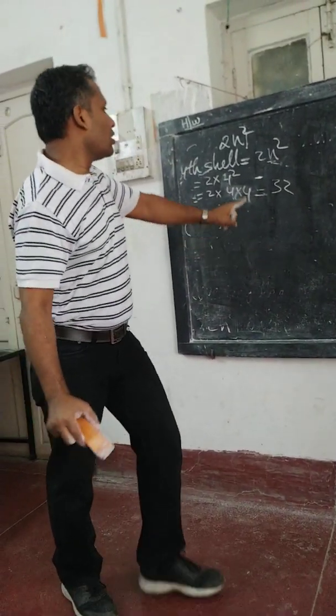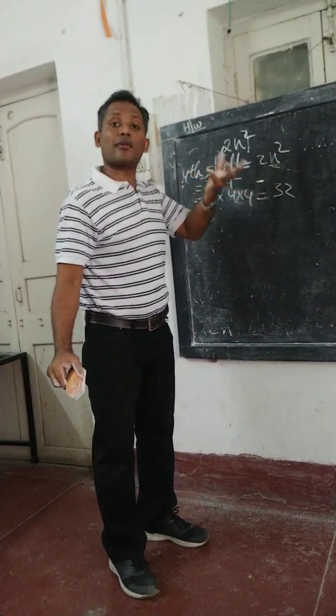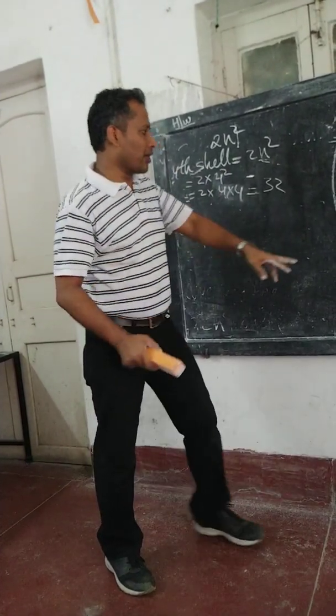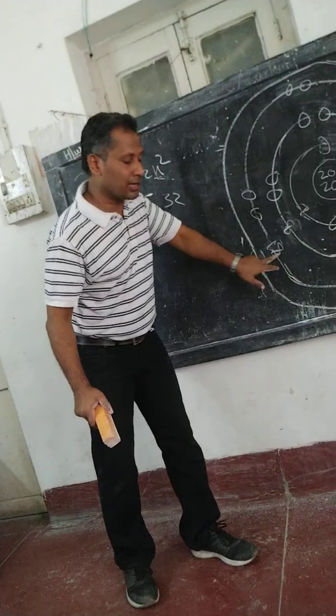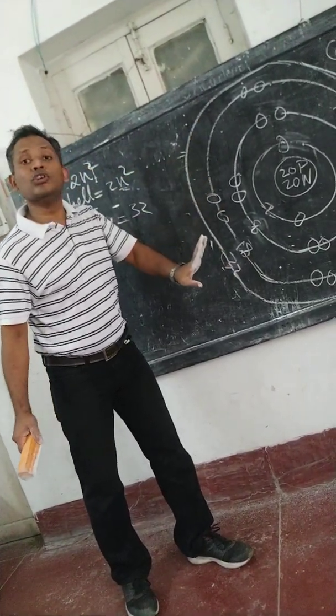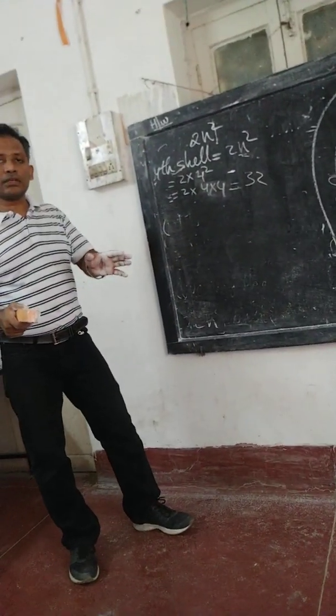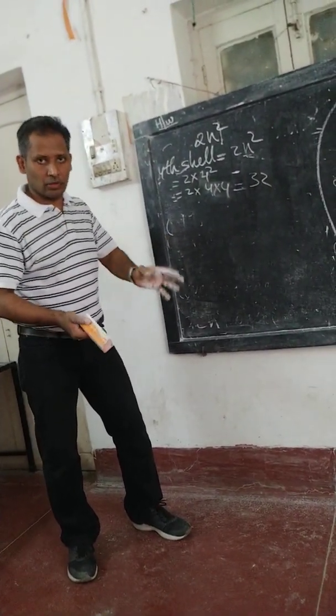We use the formula 2n square to find the number of electrons that can be put. You cannot put more than that. You can have less than that. For example, here instead of 18, we are having only 8. Here instead of 32, we are having only 2. So when you use this formula, it means that you cannot put more than that. You can have less than that.